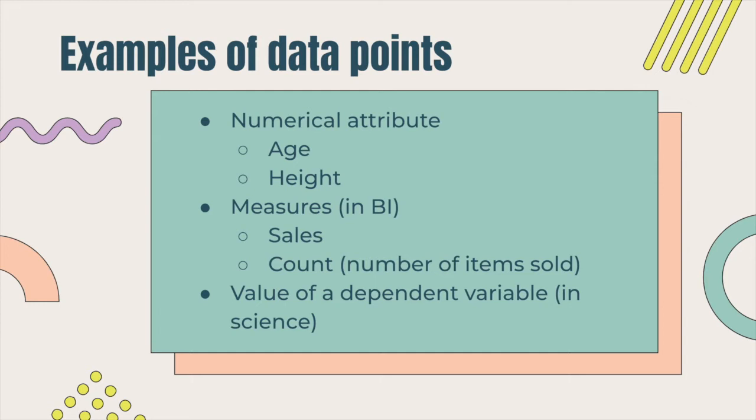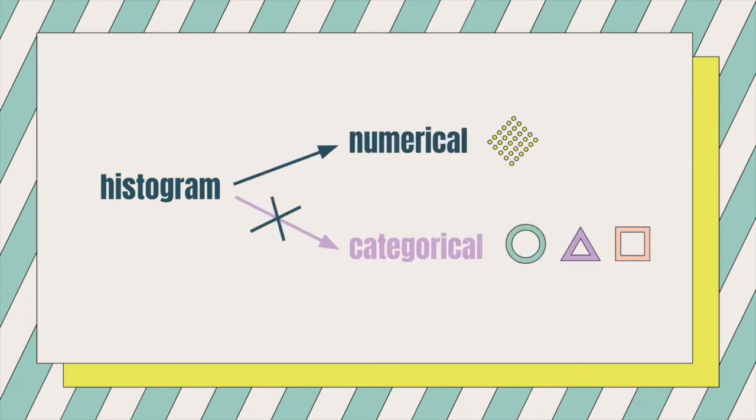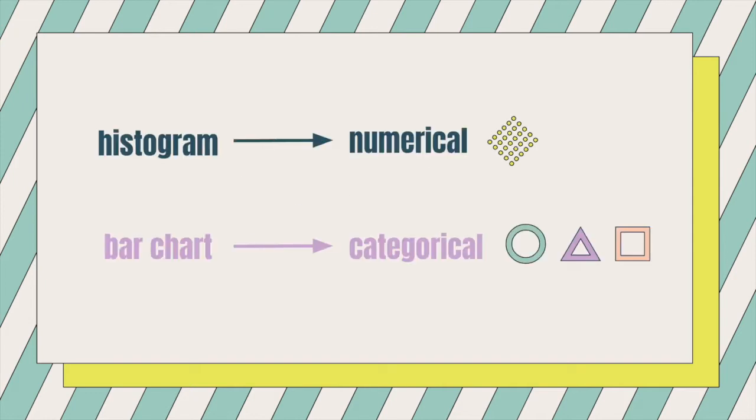Here are some examples of data points. They could be attributes such as age, height, and shoe size. They can be measures as used in BI, for example, sales and count, or they can be the value of a dependent variable for those in the experimental sciences. I also wanted to draw your attention to the fact that histograms are only used to represent numerical, not categorical data. For categorical data analysis, bar charts are more suitable.